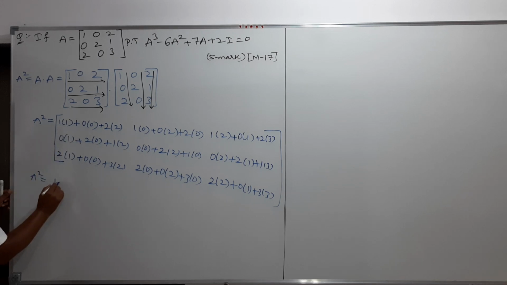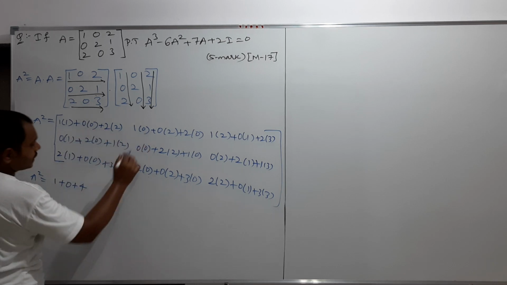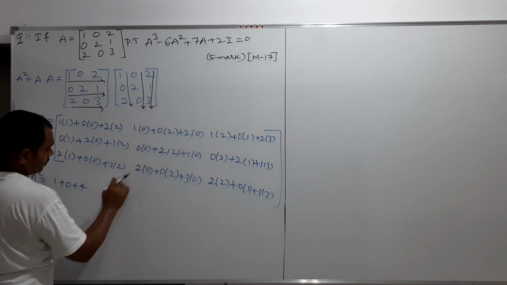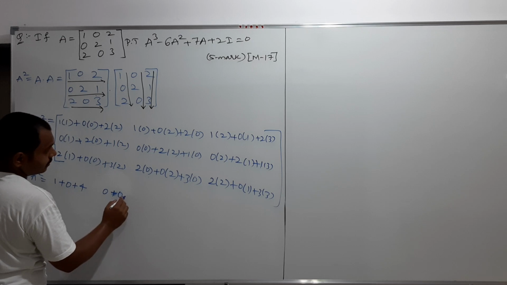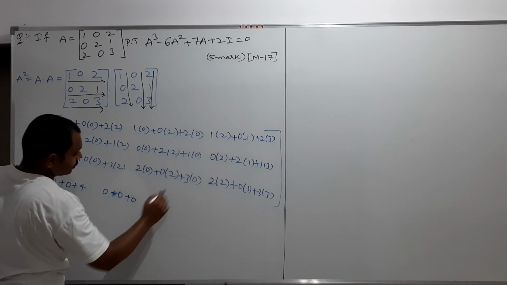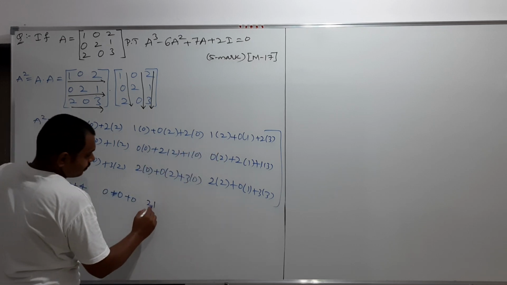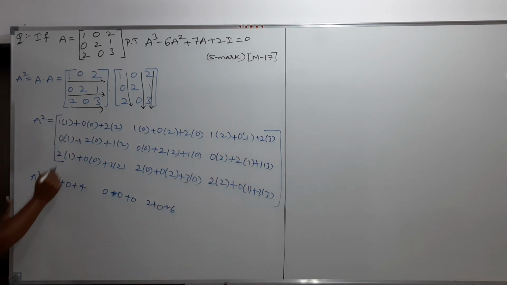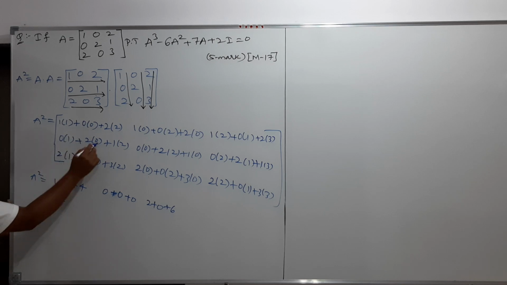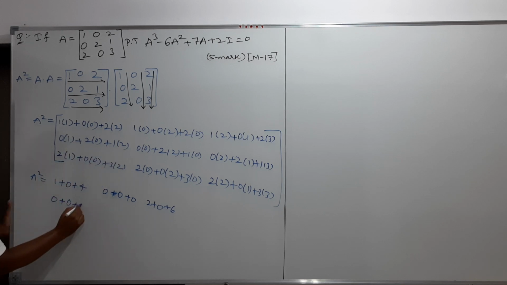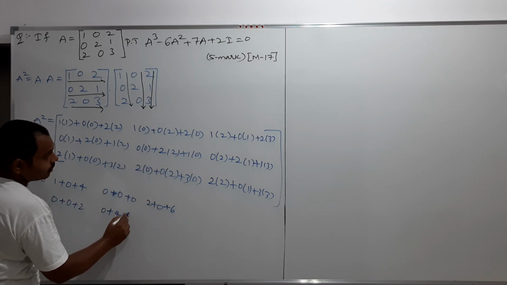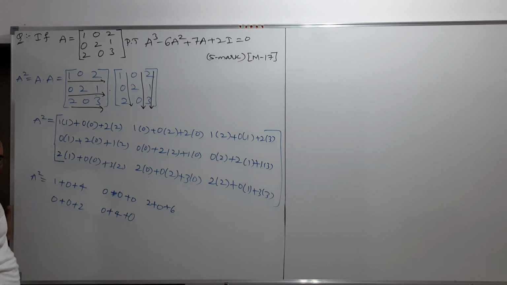You will get 1 into 1 plus 0 into 0 is 0 plus 2 2s are 4. Next, 1 into 0 is 0 plus 1 into 0 is 0, 0 into 2 is 0 plus 2 into 0 is 0. Next, my dear friends, 2 into 1 is 2 plus 0 into 1 is 0 plus 2 3s are 6. Next, 0 into 1 is 0 plus 2 into 0 is 0 plus 1 into 2 is 2. Next, 0 into 0 is 0 plus 2 2s are 4 plus 1 into 0 is 0.